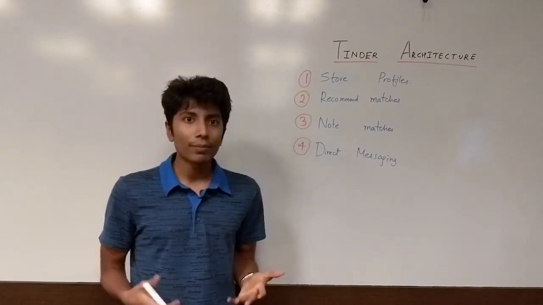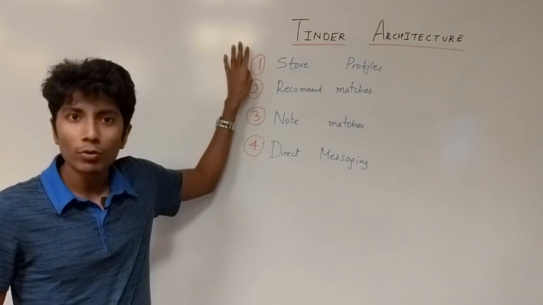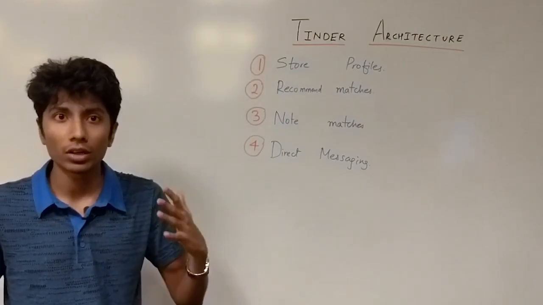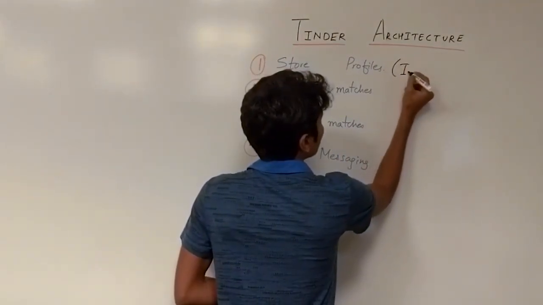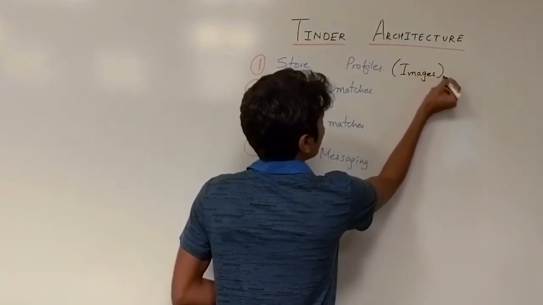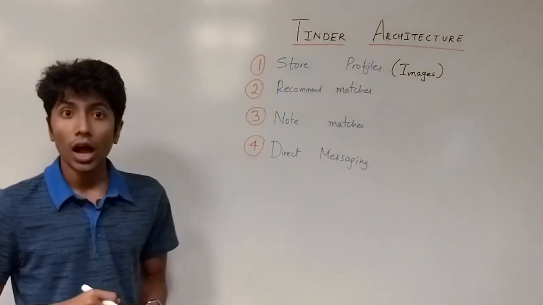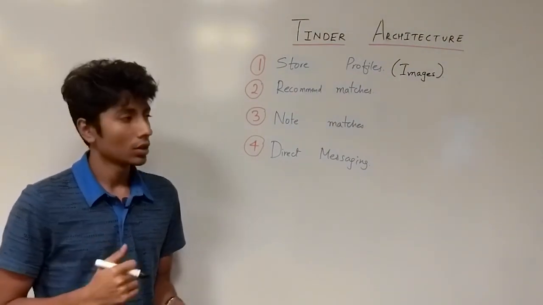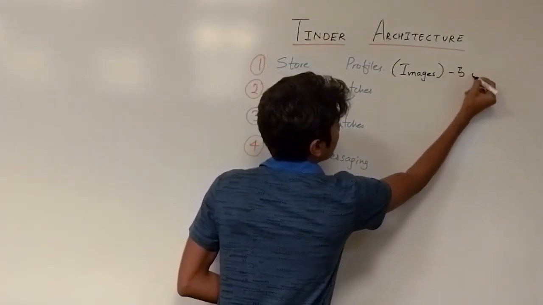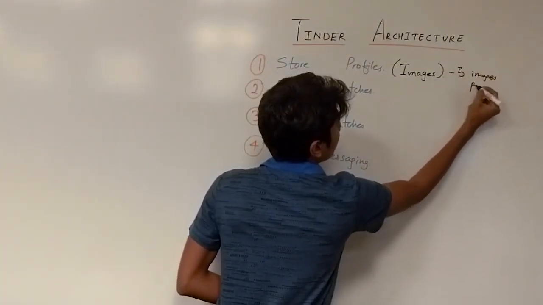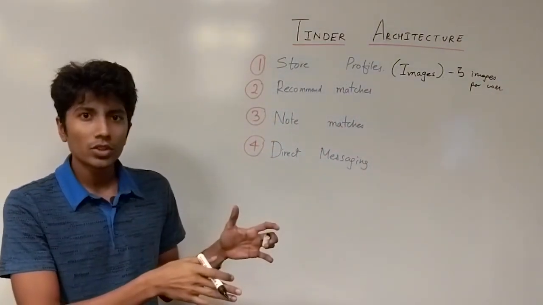So the features that we are picking up in Tinder are storing profiles. In that profile, there are going to be images. That's really important for any dating site. So one thing to remember here is that images will be stored in the profile. A follow-up question can be, how many images per user do you want? That could be 5. So I'll just note that down: 5 images per user. Is there something else we want to think about images?